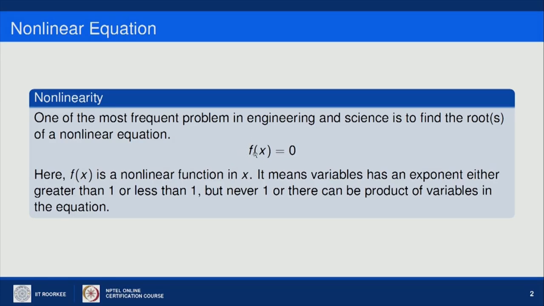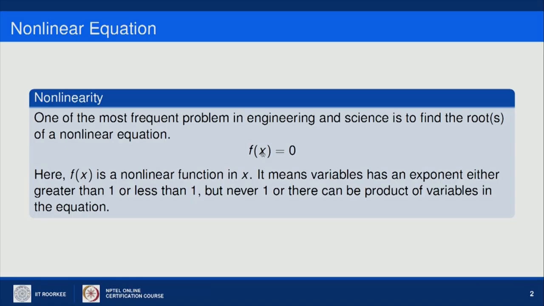Here a function is said to be nonlinear if the variable has an exponent either greater than 1 or less than 1 but never 1, or if you have an equation with more than one variable, you have the cross product terms of the variables in the equation.